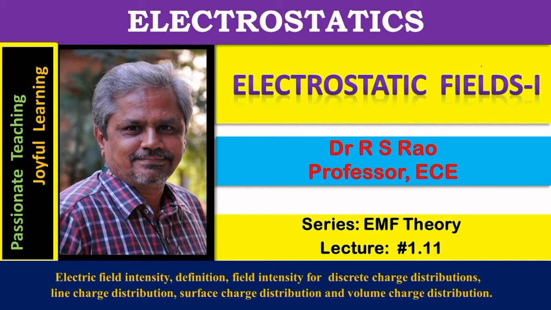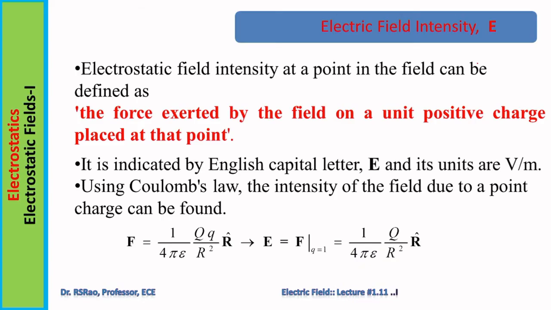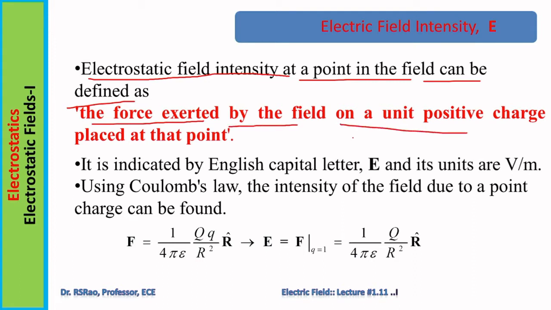Now, in the present session, we explore electric field intensity. We try to derive expressions for electric field intensity in the fields created by different charge distributions. First, let us define field intensity. Electrostatic field intensity at a point in the field can be defined as the force exerted by the field on a unit positive charge placed at the point. It is indicated by capital E. Units are volts per meter.